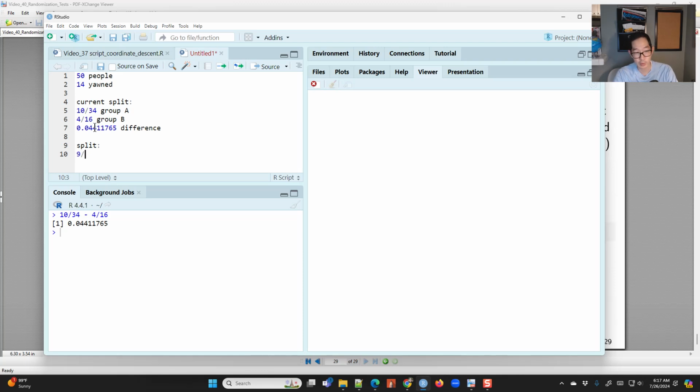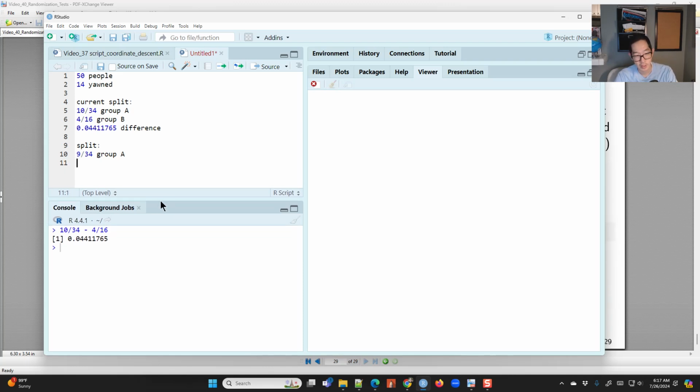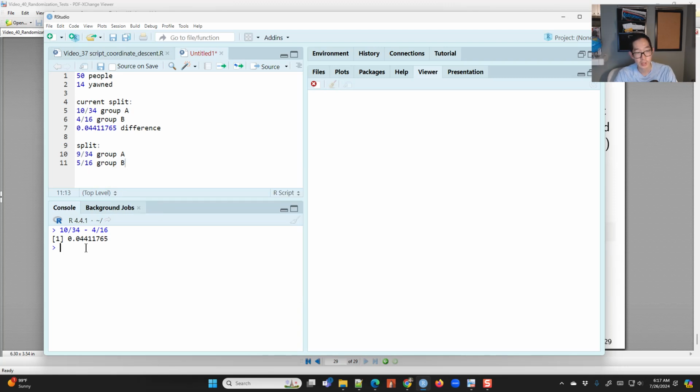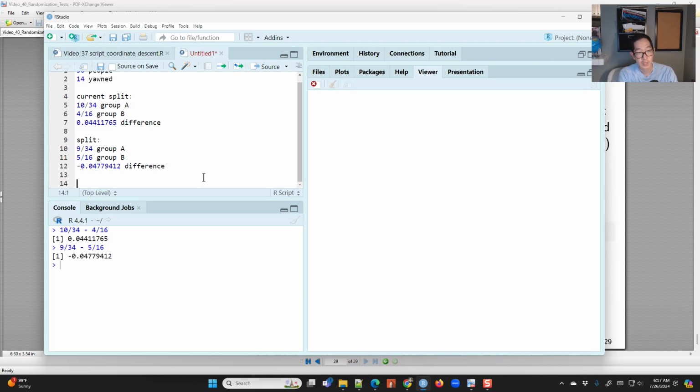You could end up with, say, 9 out of 34 in group A. And that means, you know, a total of 14 people. So that means it has to be 5 out of 16 in group B, okay? So here, if you do 9 out of 34 minus 5 out of 16, okay, your difference is negative 0.0477 difference, okay?